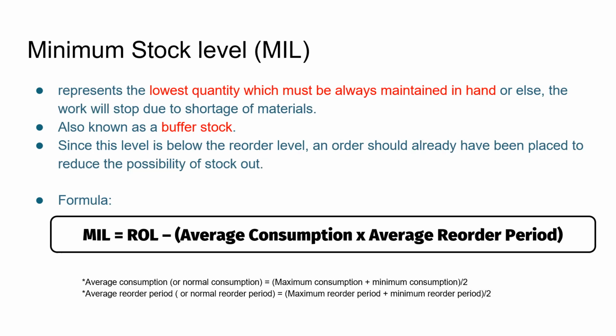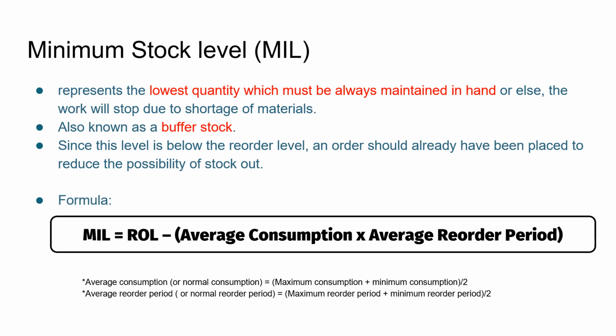Okay, so next is the minimum stock level. Besides having the reorder level, we must also set another stock level called the minimum stock level. This represents the lowest quantity which must always be maintained in hand, otherwise the work will stop due to shortage of material. In other words, we must have a level we call safety stock.